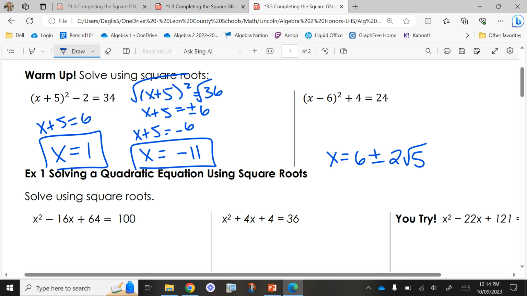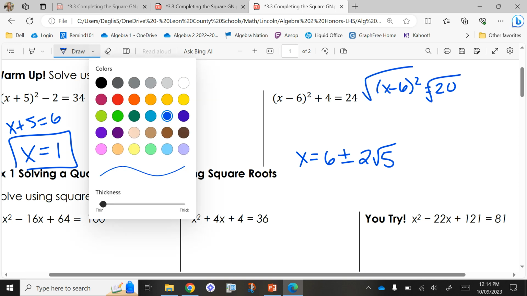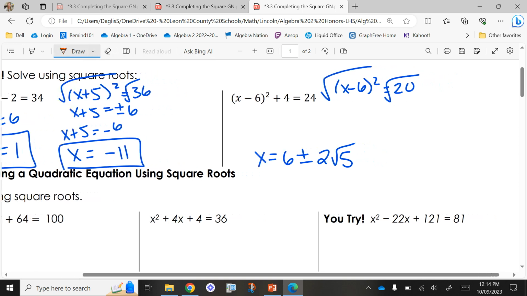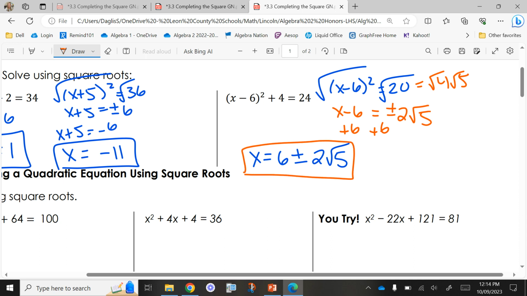The second one, you subtracted 4 first. So we have x minus 6 squared equals 20. And then we square root both sides. 20 is not a perfect square, but a perfect square lives in it, right? It's 4 and 5. This becomes x minus 6 equals positive negative 2 square root 5. And then when you add your 6 over, because of the radical, it just gets moved up front.